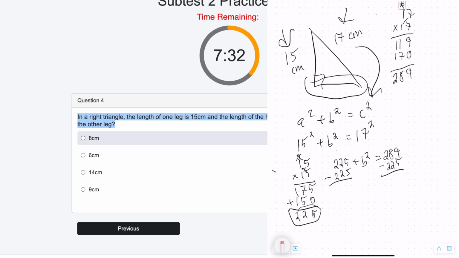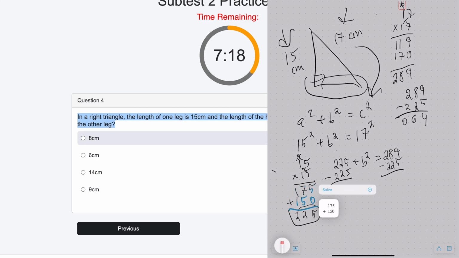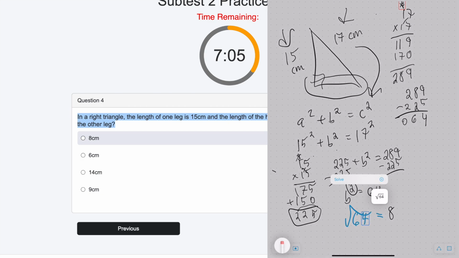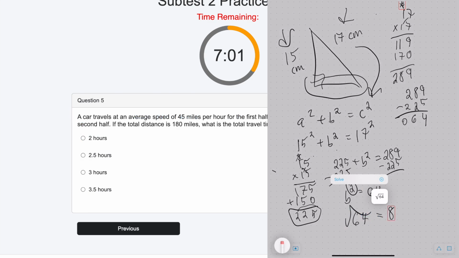225. And let's see here. Let me just write this up top. 289 minus 225. All right, so that's going to be 4 and 6 and 0. So now we know that b squared equals 64. And in order to solve for this exponent here, we will take the square root of 64, which is 8. And I see 8 as the first option. So we'll click that and keep going.